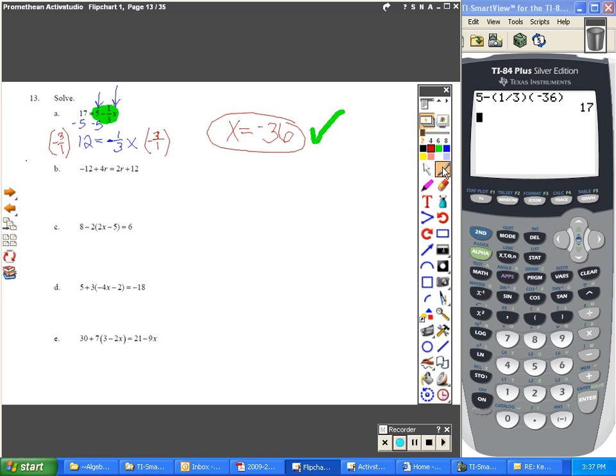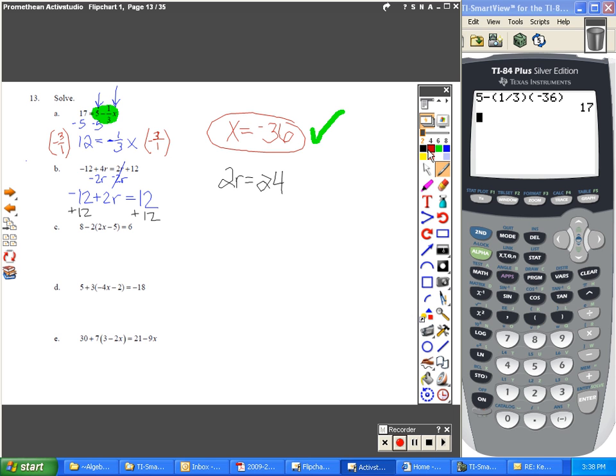Question number 2, or question B. This is a little annoying because there's r's on both sides of the equation. I tend to move the one that's smaller because it keeps things positive. So I would move 2r to the left-hand side of the equation. That'll give me negative 12 plus 2r is equal to, those cancel, regular 12. Next, to get rid of a negative 12, I am going to add 12 to both sides. That gives me 2r is equal to 24.